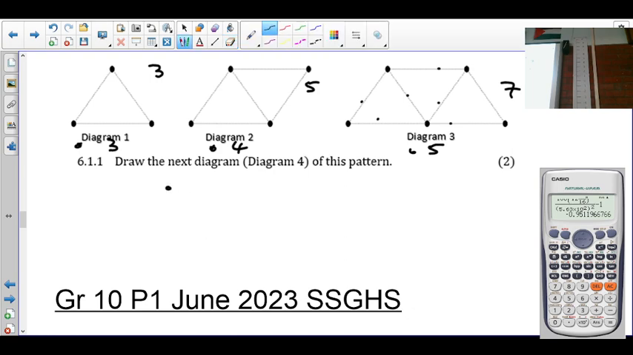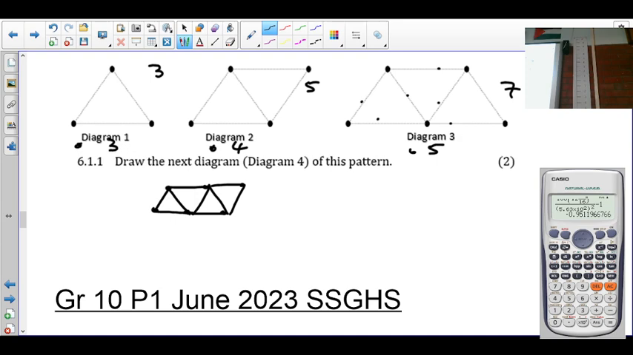Try again. There's your first triangle, second triangle, third triangle, fourth triangle. So that's diagram 4.